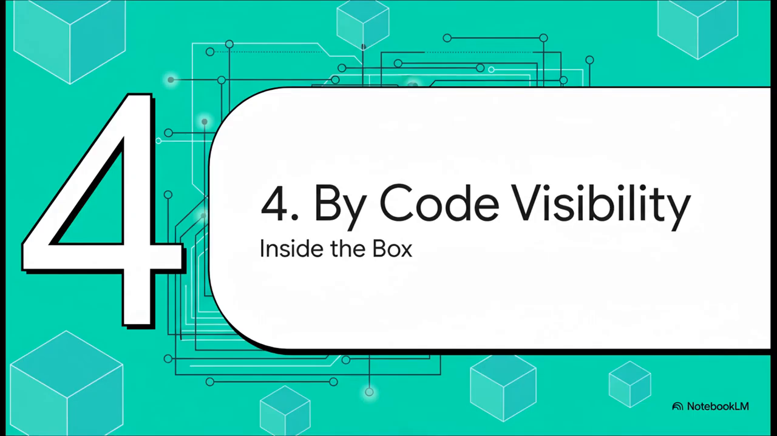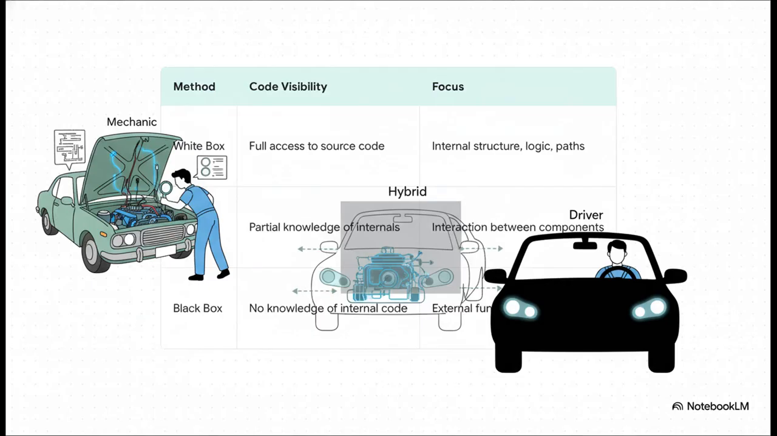Our fourth lens is a classic, the box methods. This whole perspective is about how much visibility the tester has. Are they looking at the software from the outside, just like a user would, or can they actually see the code running on the inside? So on one end of the spectrum, you have white box testing. Here you're like a mechanic with the hood wide open. You have full access to the source code, you can see every single internal detail.